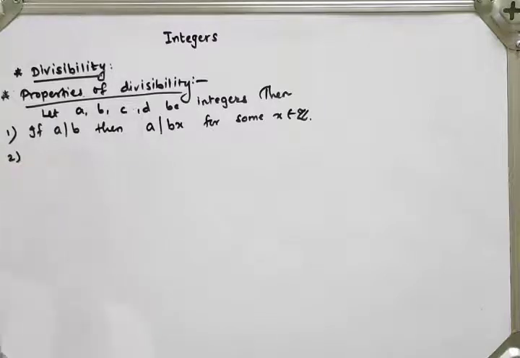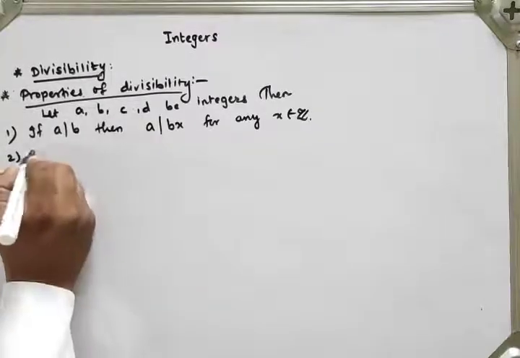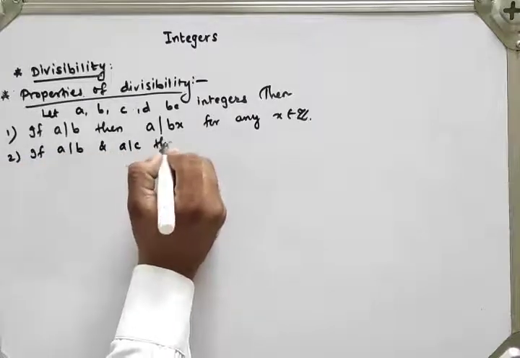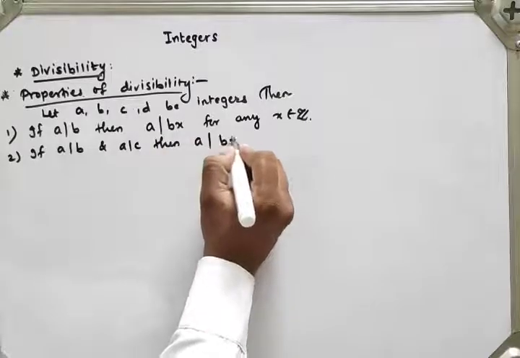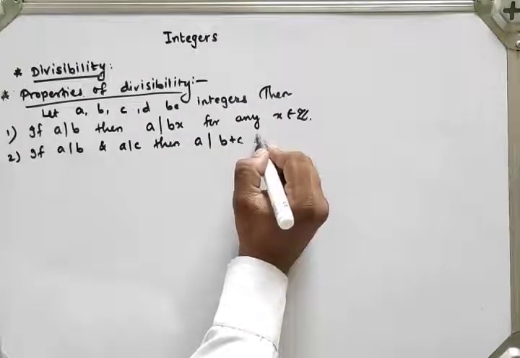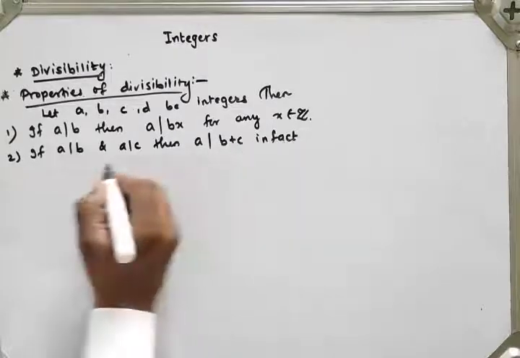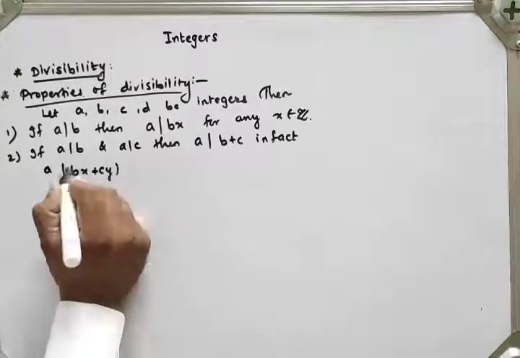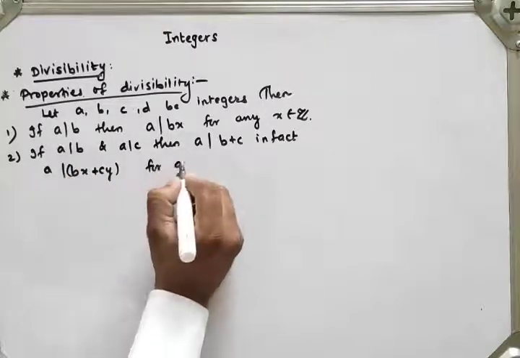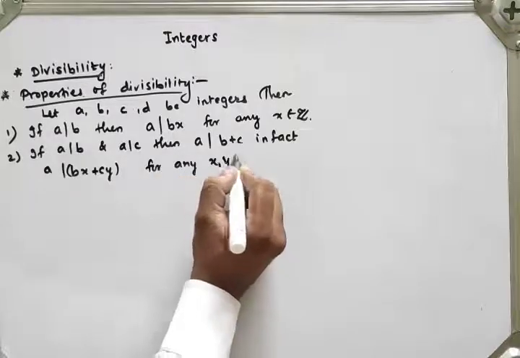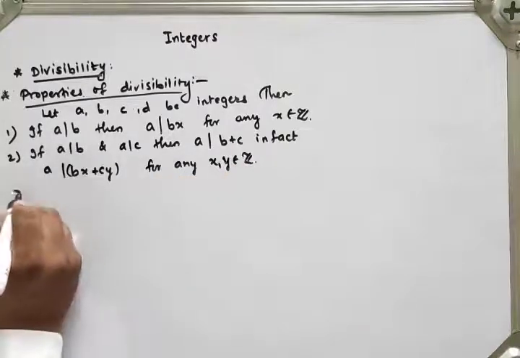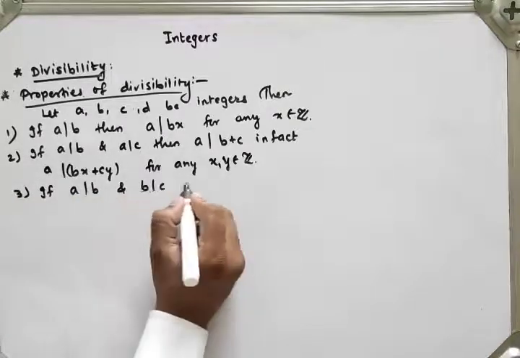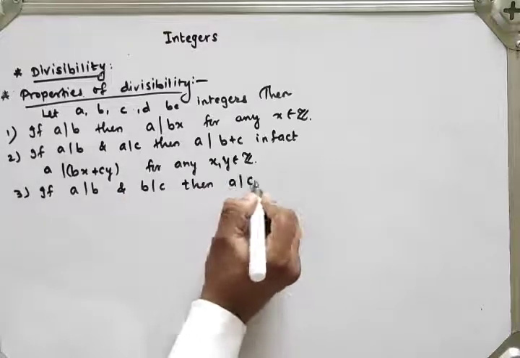Second one, if a divides b and a divides c, then a divides b plus c. In fact, a also divides bx plus cy for any x, y belonging to the set of integers. Third one, if a divides b and b divides c, then a should divide c.